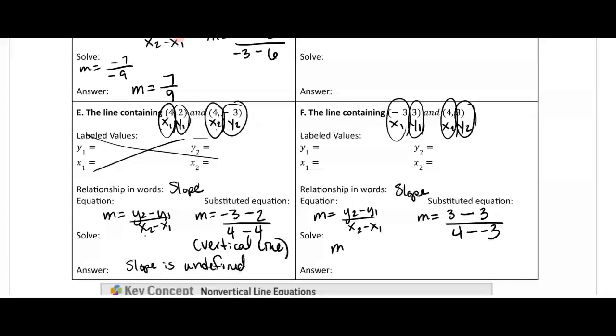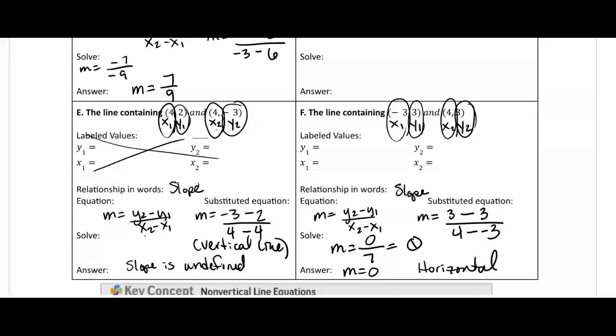When we go to simplify this one, we get 0 over 4 minus negative 3, which is 7, so 0 over 7. When we have 0 divided by a number, it's just 0. 0 pies divided by 7 students, each student gets 0 pieces of pie. So our slope is 0. This would be a horizontal line.